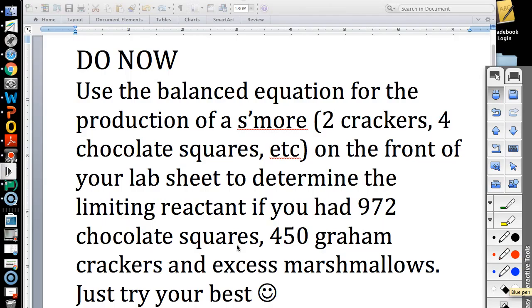I already know from this situation here that I have plenty of marshmallows. And so we had done these mass-to-mass stoichiometry problems, which were really nice. And one of them would say mass, and the other one would say you had excess, which is good. Like if you see you have excess of a reactant, that's like a Christmas present because it saves you a whole step, a lot of work. And you don't know any better, but I promise that's the case. And so this is good. That means I don't have to worry about marshmallows, but we have 972 chocolate squares and 450 graham crackers.